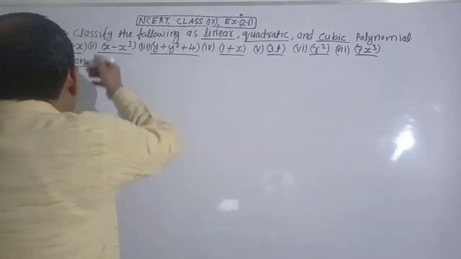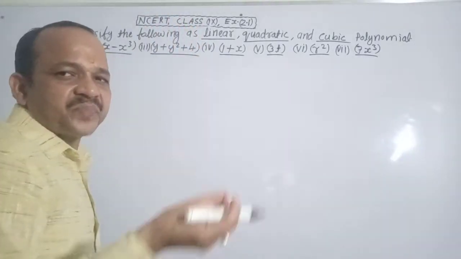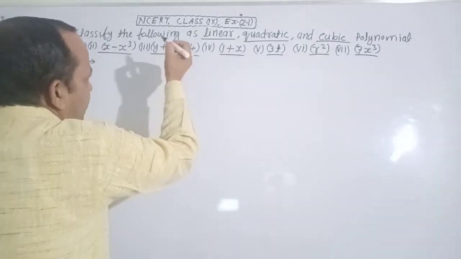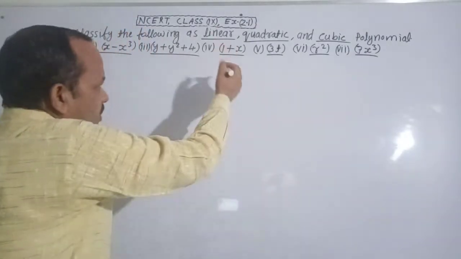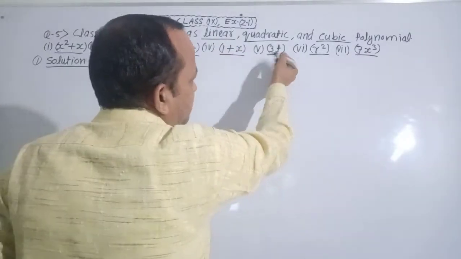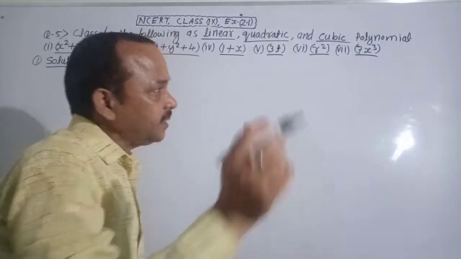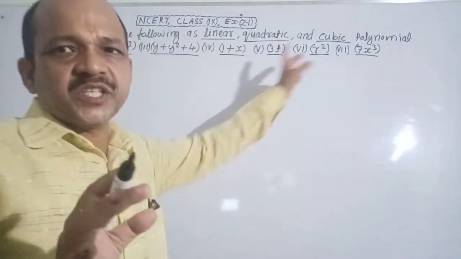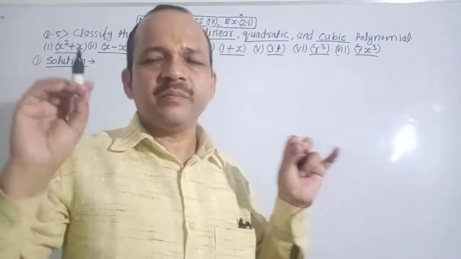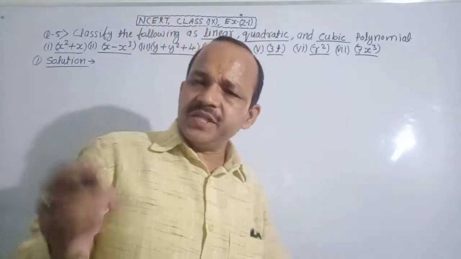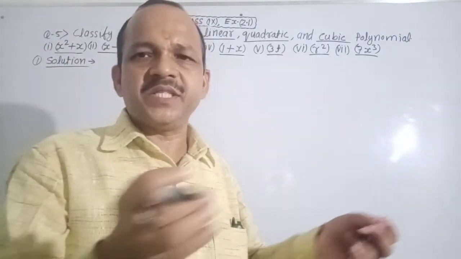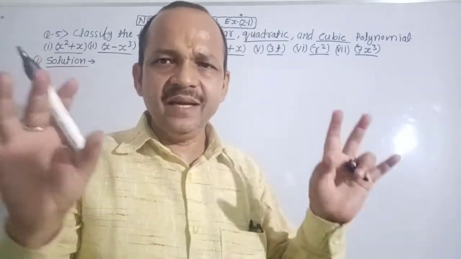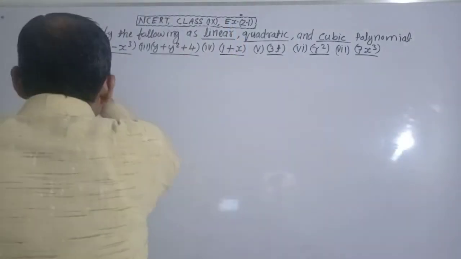Very good. First, x square plus x. Second, x minus x cube. Third, y plus y square plus 4. Fourth, 1 plus x. Fifth, 3t. Sixth, r square. And seventh, 7x cube. Is the question clear? No confusion about it? Very good. You find which is a linear polynomial, which is a quadratic polynomial and which is a cubic polynomial. Clear? See the first solution.